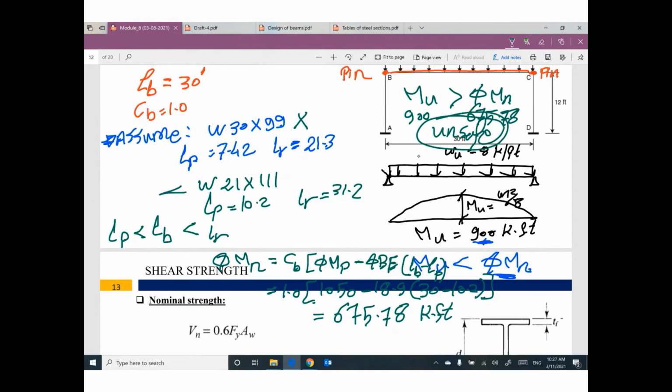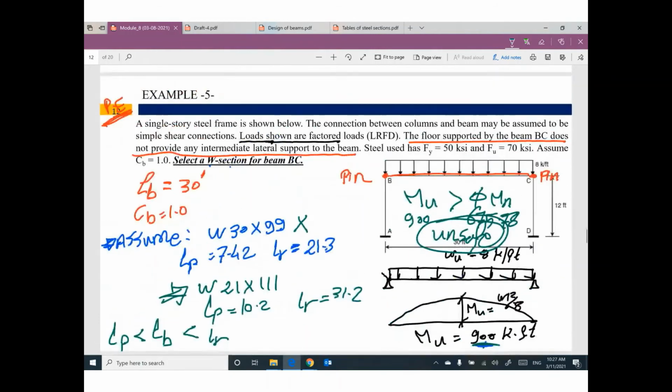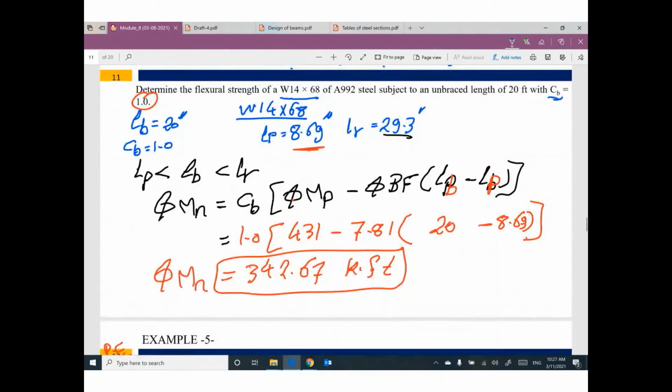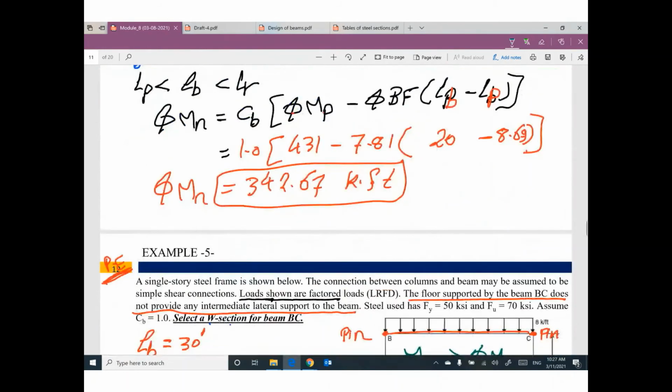You need to choose another cross section. Okay, go ahead and choose another one. Do your calculation until you find this value greater than or equal to at least 900. Then this cross section will be safe. So design of beams for steel will be trial and error. You have to assume, you have to check, and finally make sure that M ultimate is smaller than or equal to phi MN.